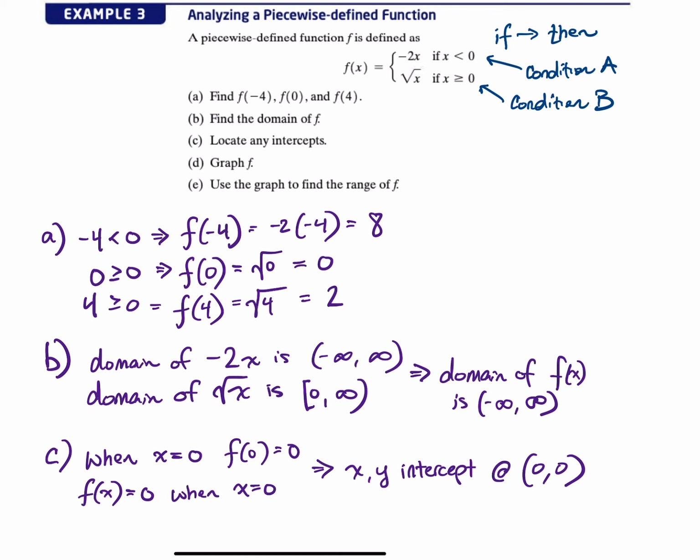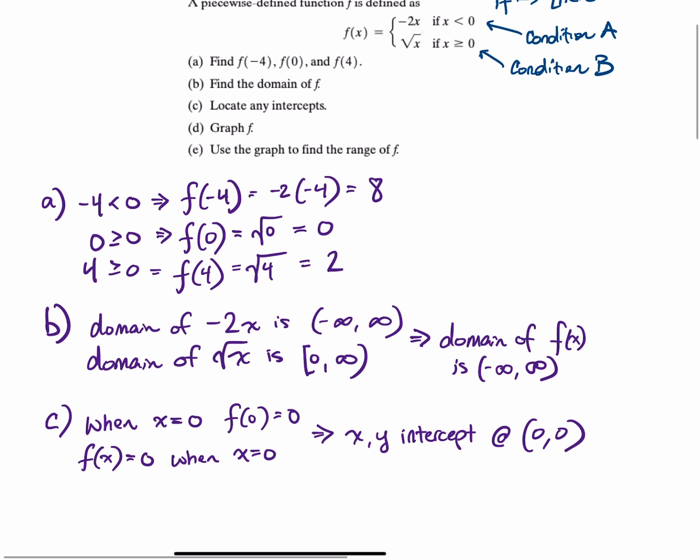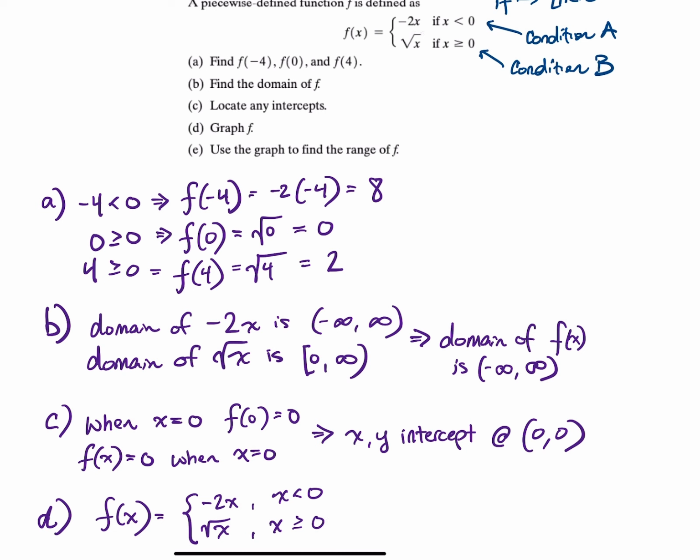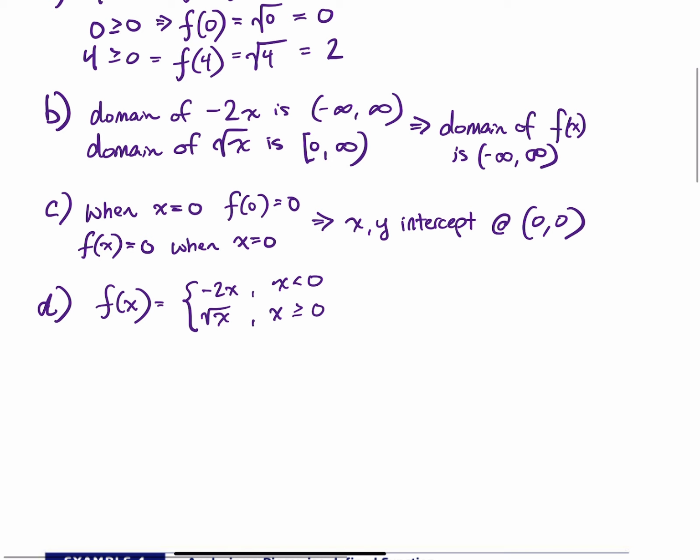Now D asks us to graph this function. So let me just write it out again. We have f of x equals negative 2x when x is less than 0, and the square root of x when x is greater than or equal to 0. So it's going to change behavior at the origin, at that 0 point. So what would this look like?